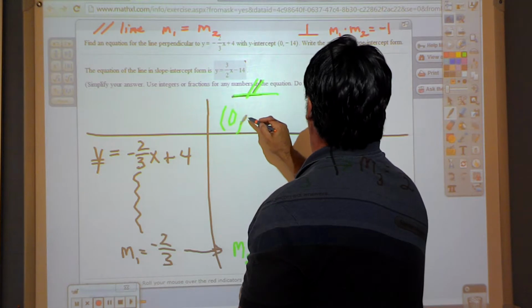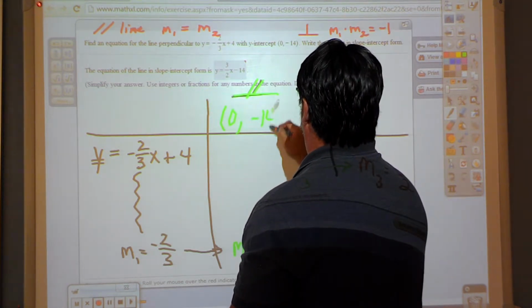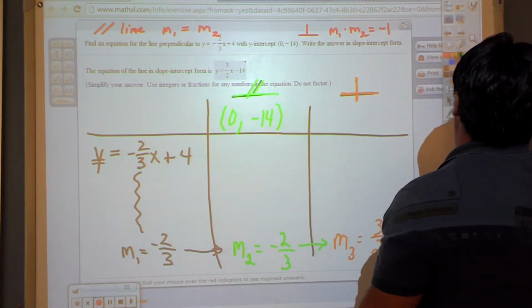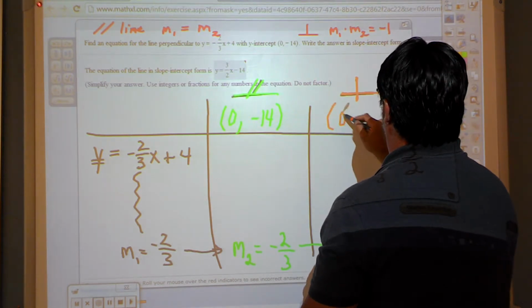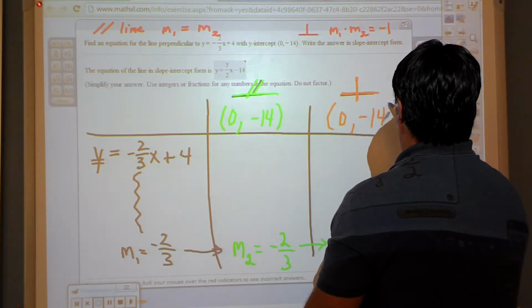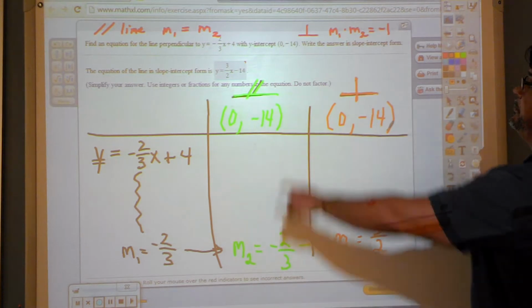0, negative 14. And right here, I'm going to put 0, comma, negative 14. Oh, where are you getting the 14 from? Middle school?